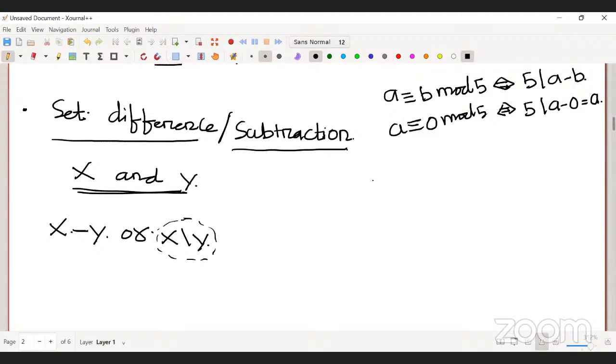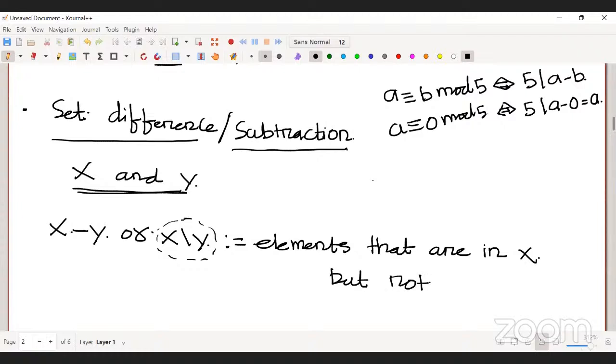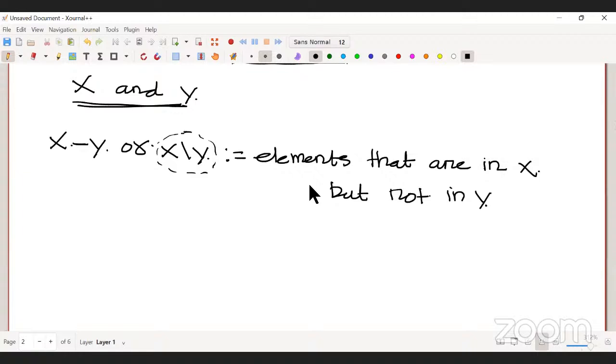So X difference Y is nothing but all the elements of X that are not in Y. This set X difference Y is basically all the elements that are in X but not in Y. Here we need to consider all the elements of X. So in X difference Y, we just need the elements of X that are not in Y. Mathematically, we can write it as a such that a is in X and a is not in Y.